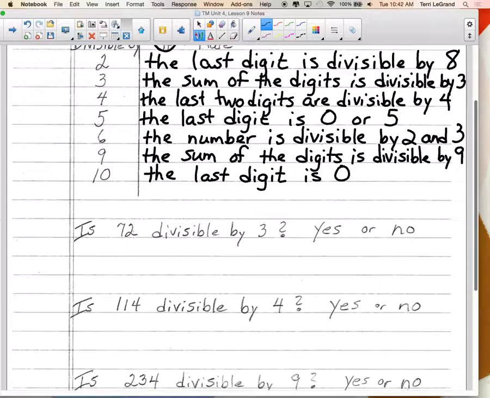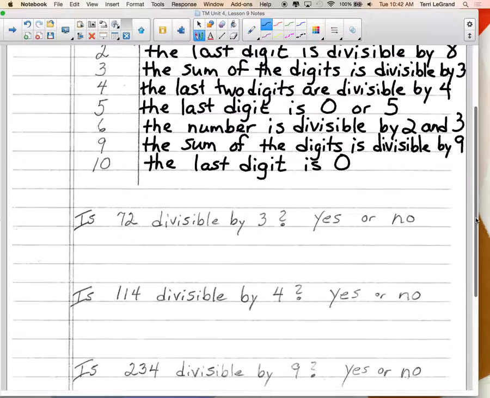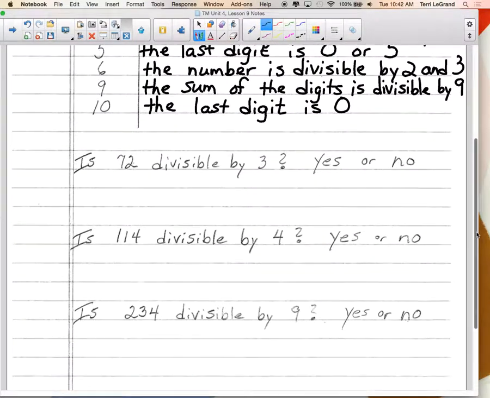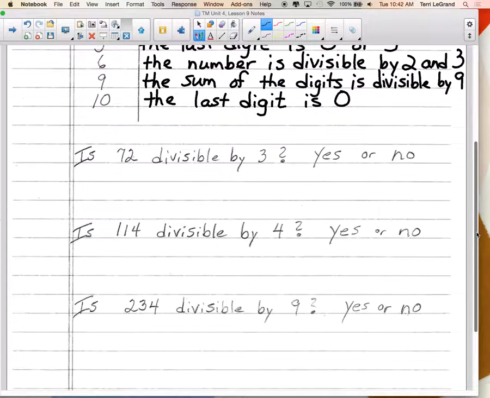So, let's practice some of these. See if we can do some of them. Is 72 divisible by 3? What test do we need to run this one through? Do we want to know if it can be divided by 3? What does the rule say?